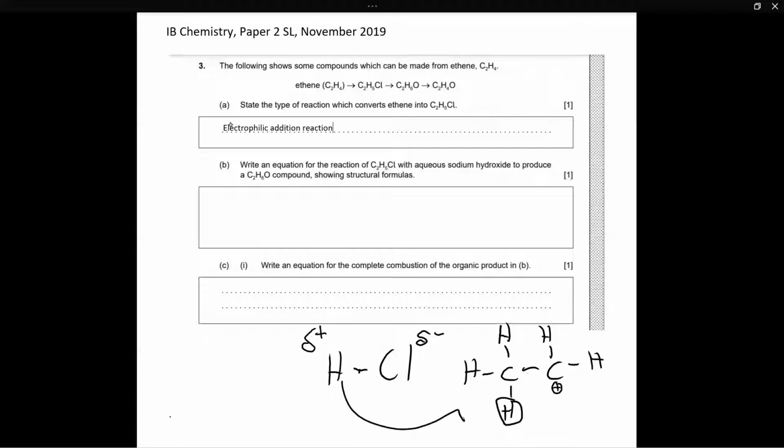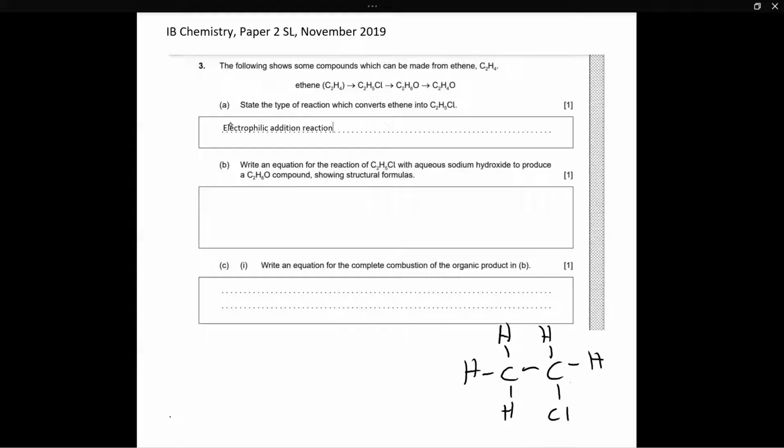Now since this hydrogen is gone and has attached itself over here, I'm just going to erase this. You have a chlorine left with a negative charge. And this chlorine, which has a negative charge, will be attracted to the carbocation over here, which has a positive charge. So it'll attach itself to this carbon. And that's how you get your halogenoalkane.